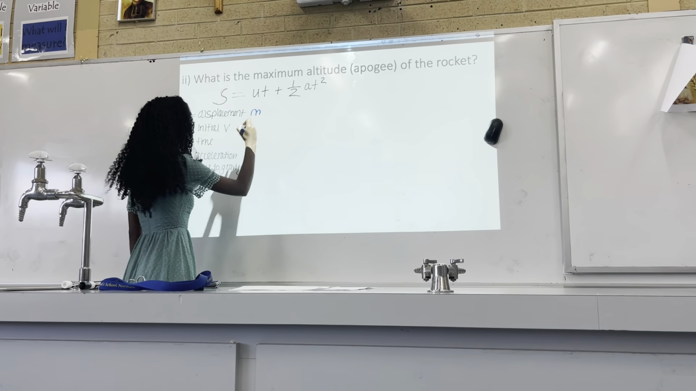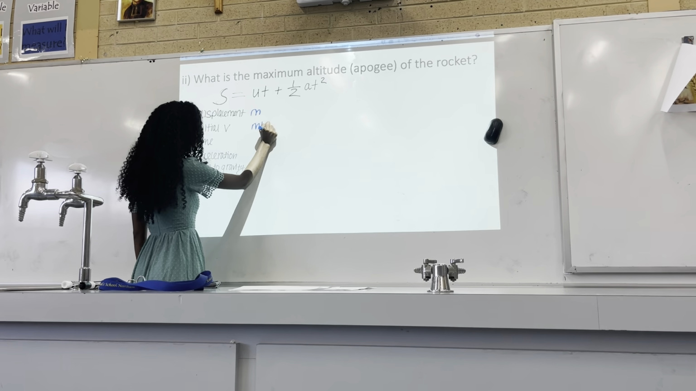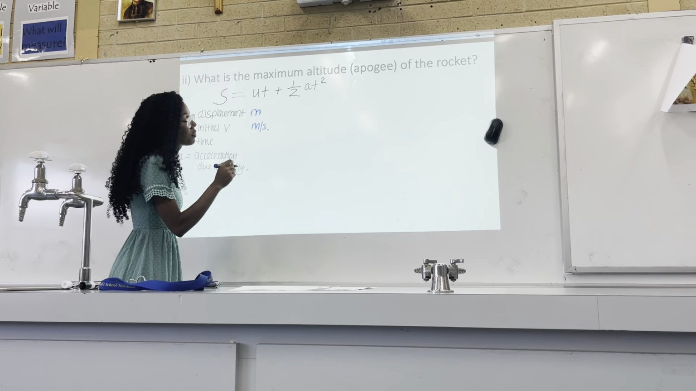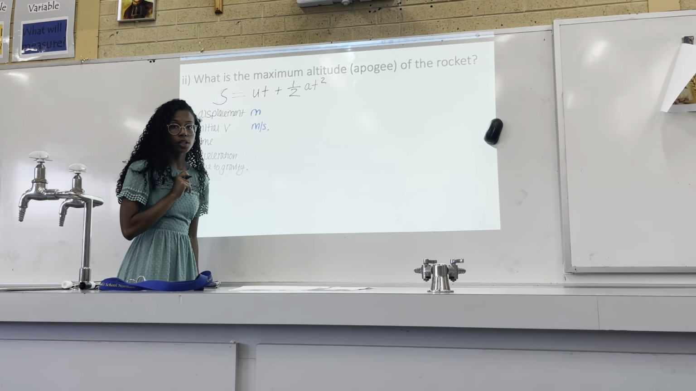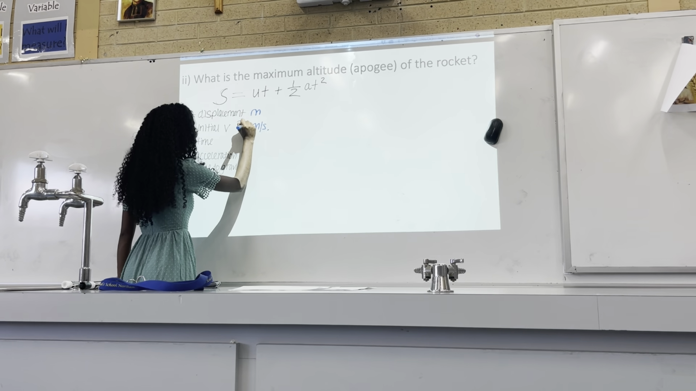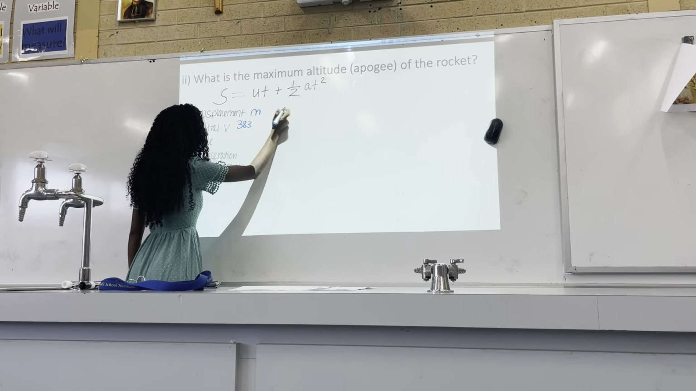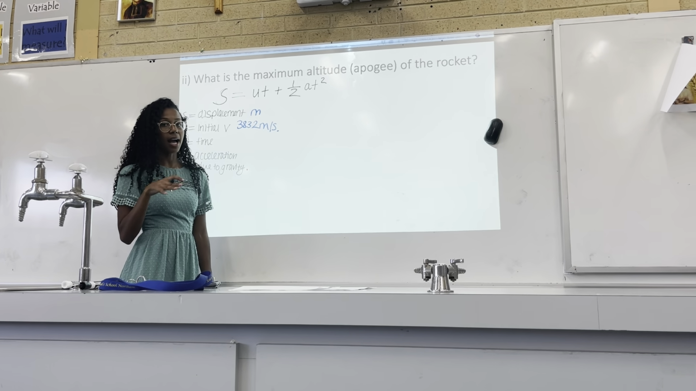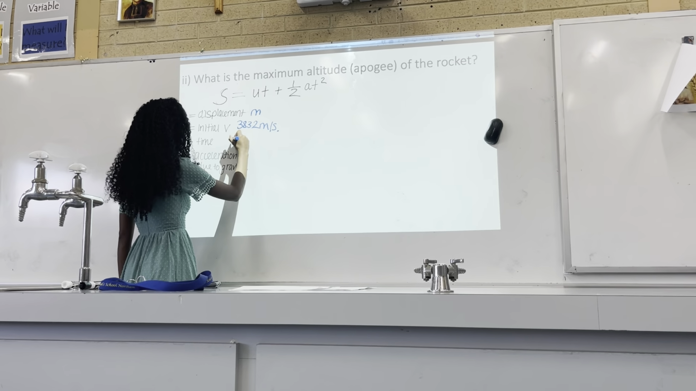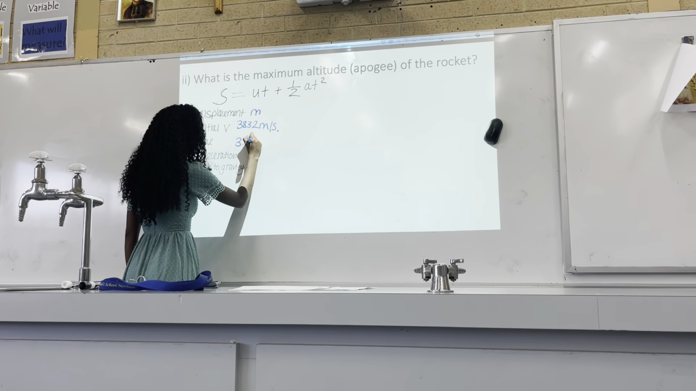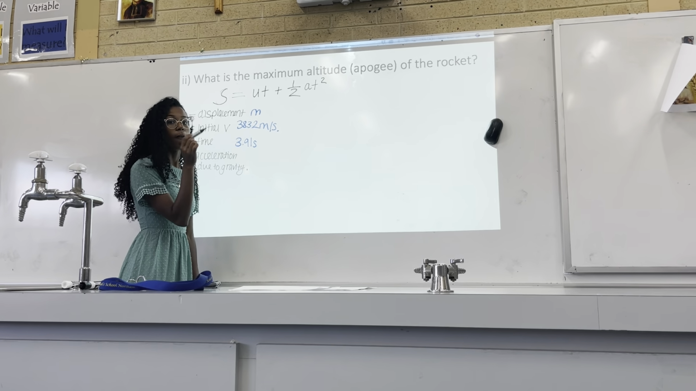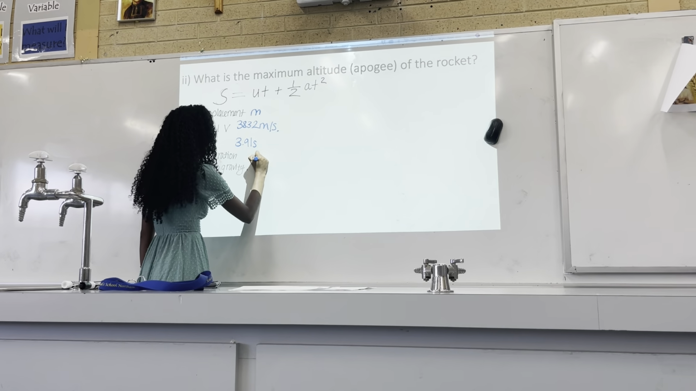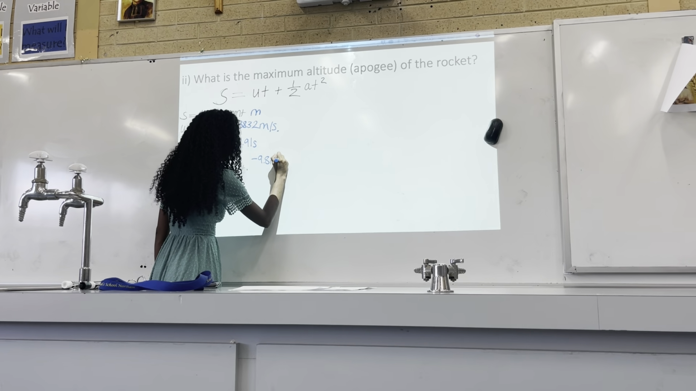Our initial velocity is measured in meters per second, and we already know what it is because we worked it out for the last question. So my initial velocity is 38.32 meters per second. My time, because I also have rocket data, is 3.91 seconds for the A motor, and our acceleration is negative 9.8 meters per second.